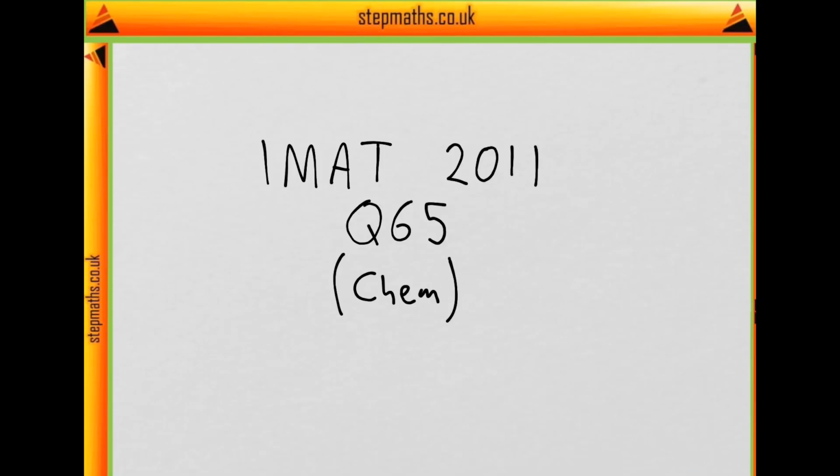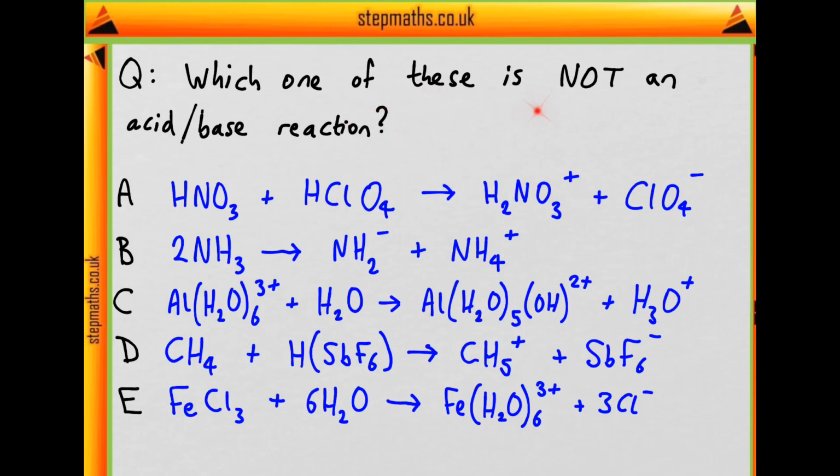This is question 65 on chemistry from the 2011 IMAT. So we're asked which one of these reactions below is not an acid-base reaction. So we have nitric acid and perchloric acid forming this positive species and the perchlorate ion. We have two ammonias forming the amide and the ammonium ions.